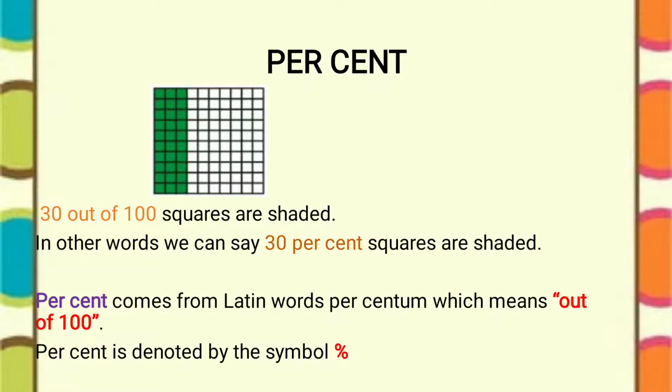Here, how many squares are unshaded? You will say 70 out of 100. Otherwise you can say 70% of the squares are unshaded. So instead of out of 100, you can just use the word percent.